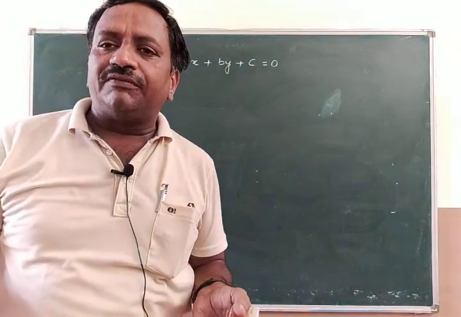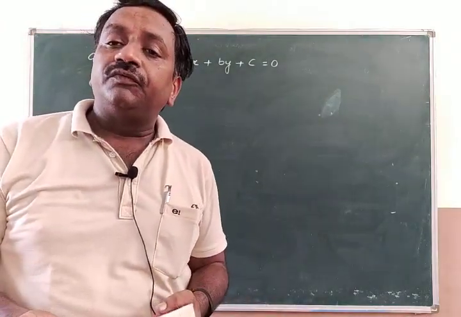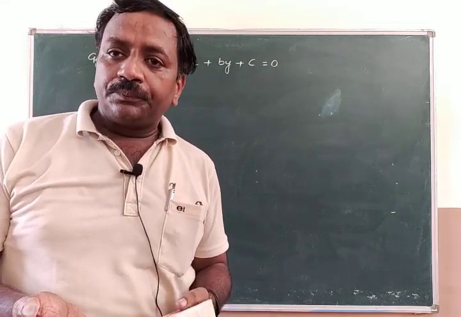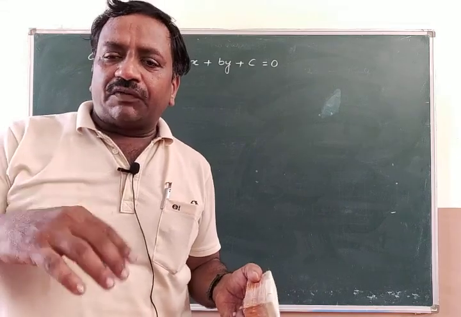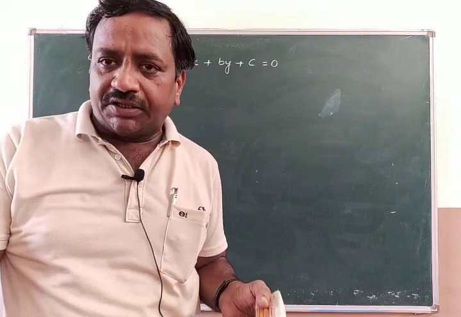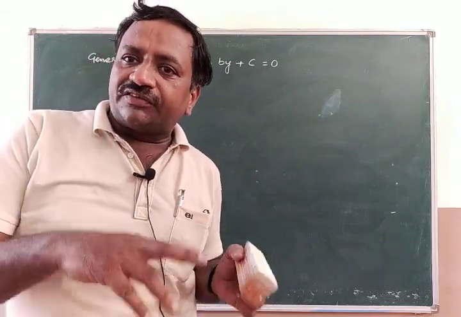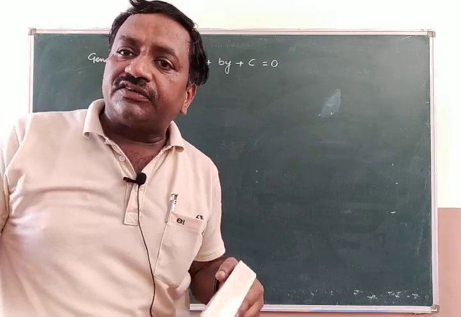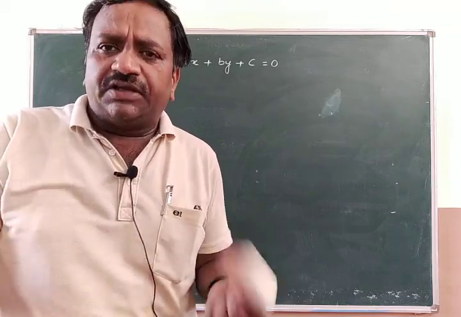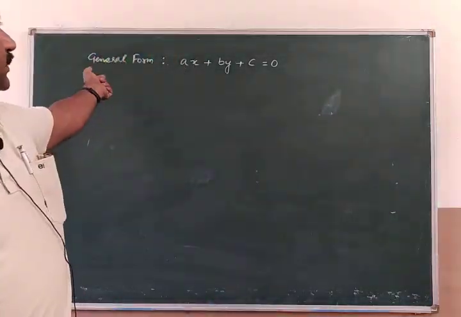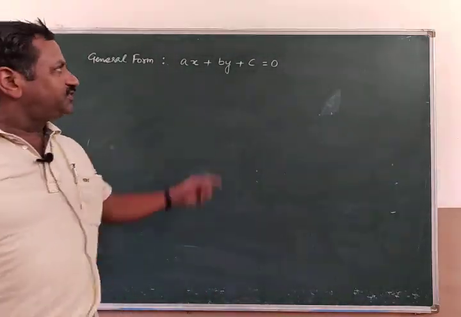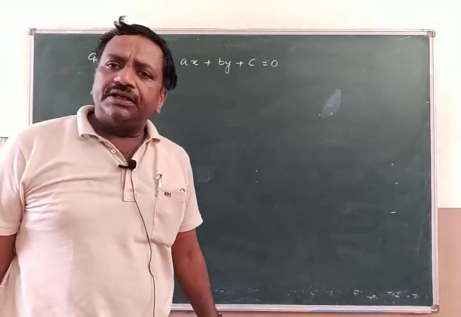Similarly, numbers also have different types of form, like expanded form, exponential form, product form. For example, 125 is there. If I write 5 into 5 into 5, it is product form. If I write the same number as 5 raised to power 3, it is exponential form. If I write the same number as 100 plus 20 plus 5, it is expanded form. So numbers also have different types of form, and similarly equations also have different types of form. This is the general form of the linear equation.